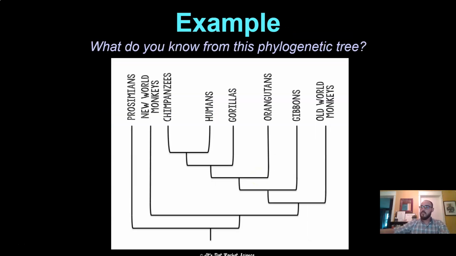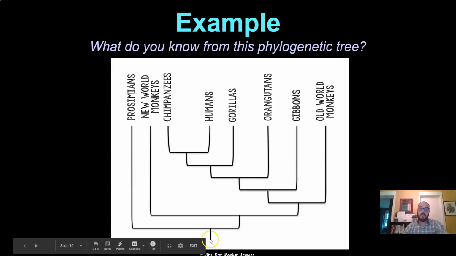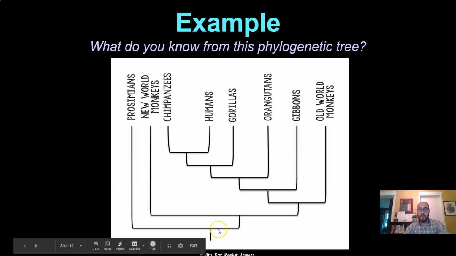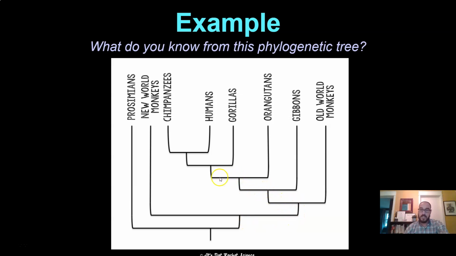So, what do you know from this phylogenetic tree? What can you tell from this? Well, you should be able to tell that all of these organisms shared a common ancestor here. You should be able to tell me which organisms diverged last from this group. Which organisms diverged last? How do I figure that out? Well, you just follow each one of these branches, okay? And the last branching is going to tell you who diverged last. Guess who diverged from the primate group last? It's going to be chimpanzees and humans.